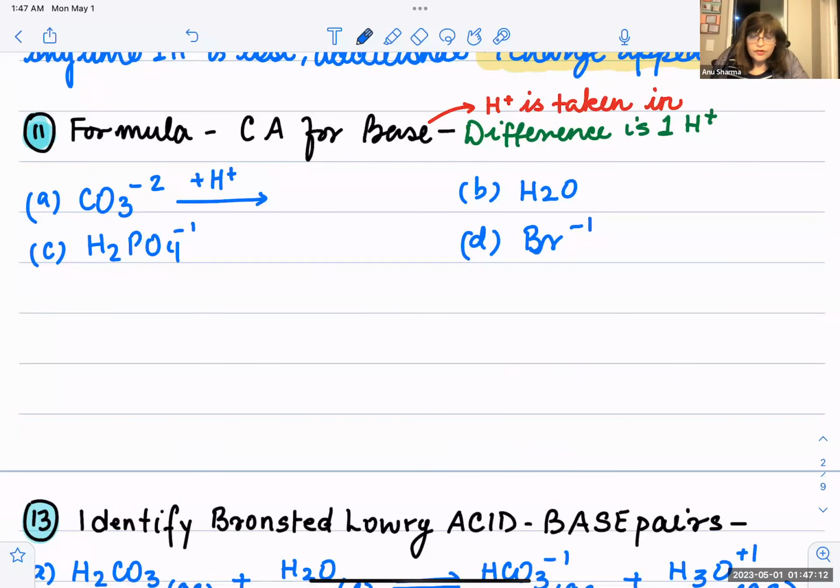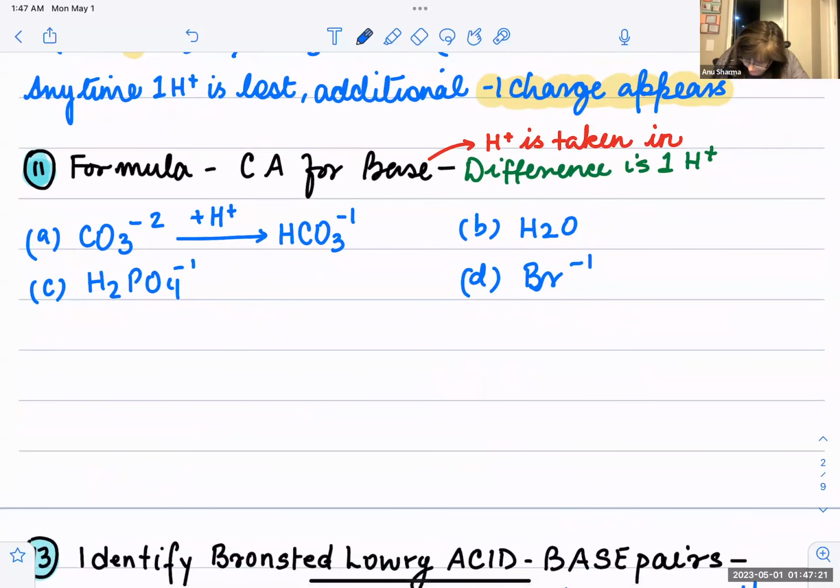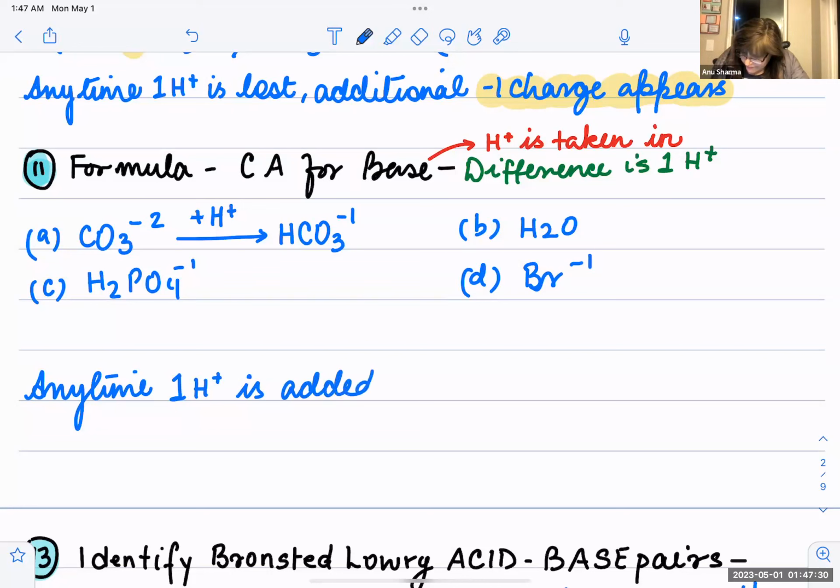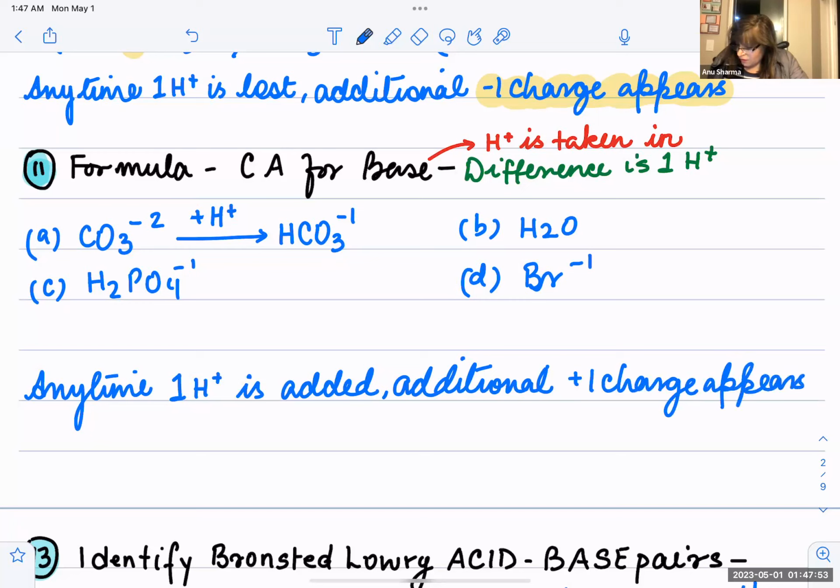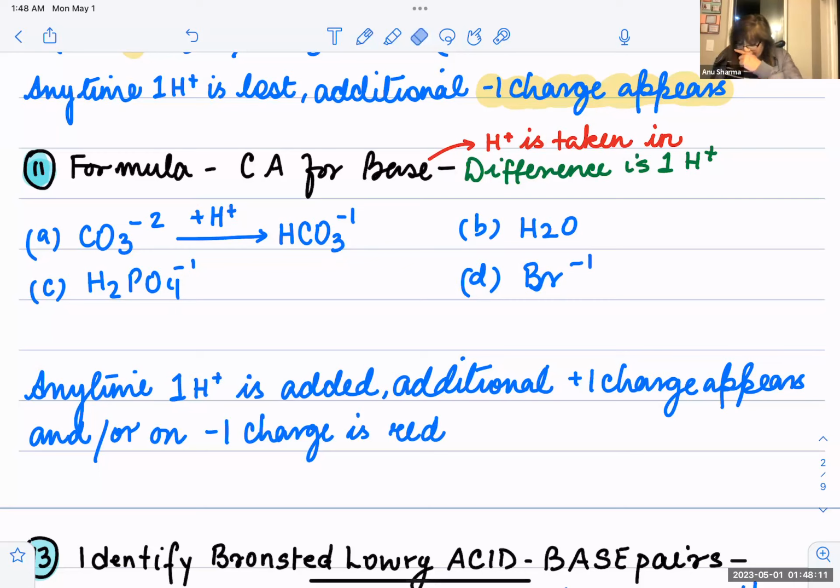Now, carbonate -2, you add 1 hydrogen ion. So you get HCO3 -1. So once again, anytime 1 hydrogen ion is added, an additional +1 charge appears, depending on the case, or 1 negative charge is removed. Yeah, additional +1 charge appears, or 1 negative charge is removed, or rather a reduction in the negative charge.